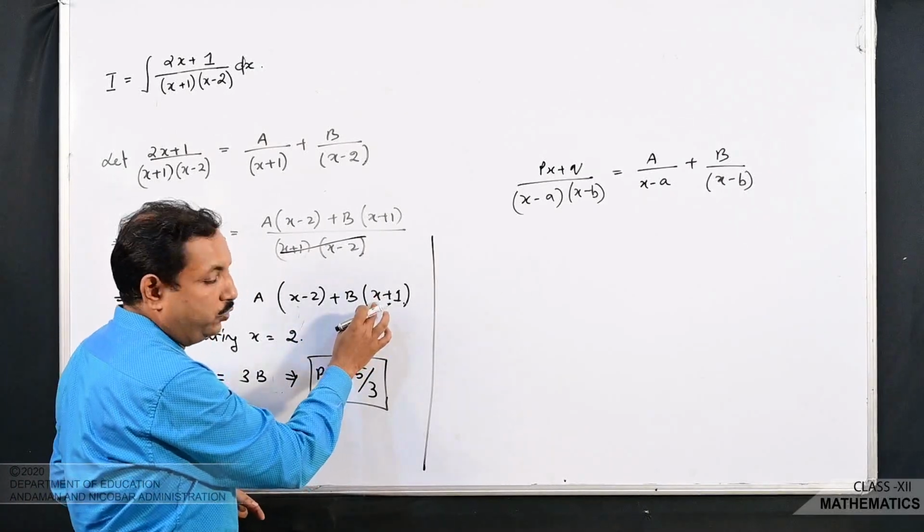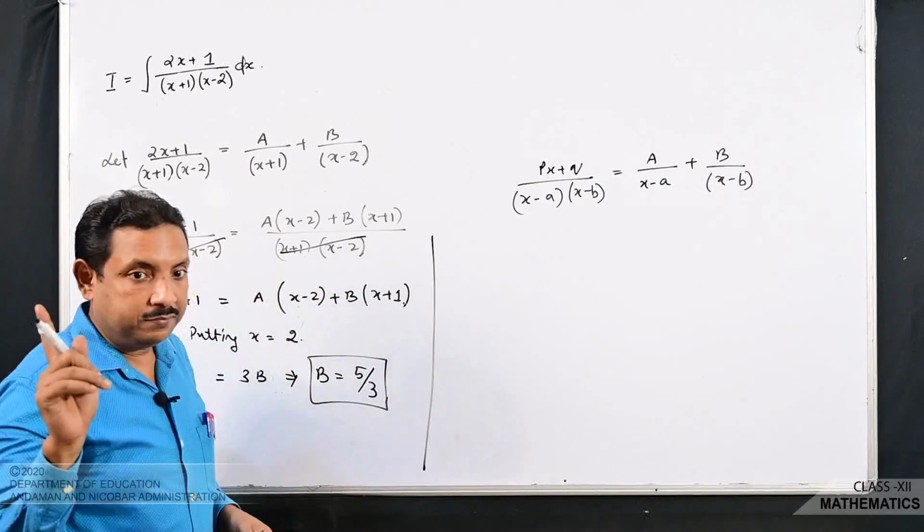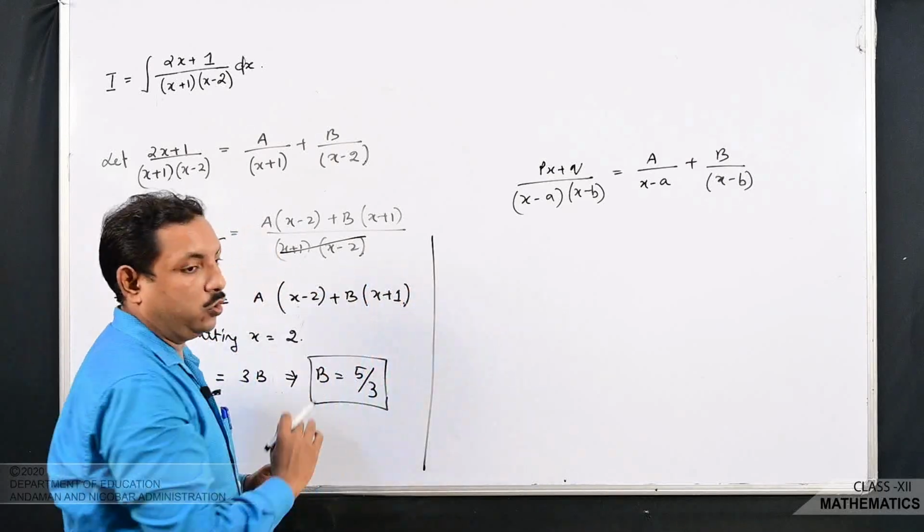So what should I put here? I must put x equal to minus 1, and for x equal to minus 1, that term becomes 0 now.